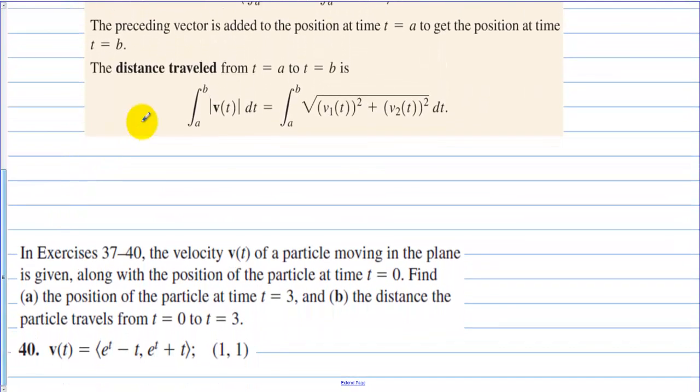The distance traveled from t equals a to t equals b is the integral from a to b of the absolute value of velocity, or in vector terms, we have the integral from a to b of the square root of v1 squared plus v2 squared.